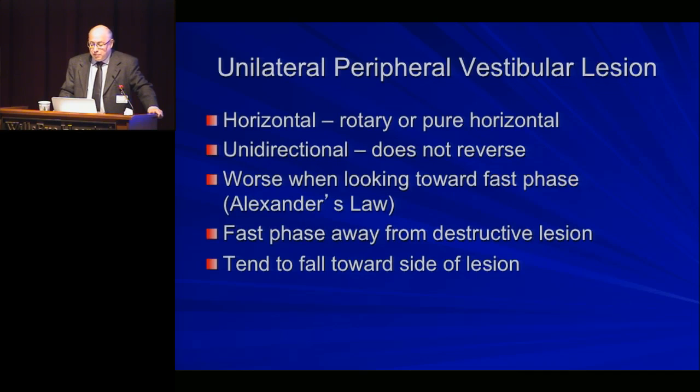Now, with a unilateral peripheral vestibular lesion, you'll get a rotary or pure horizontal nystagmus, which does not reverse direction. It's worse when you look to the fast phase. So if it's left beating, it'll be worse in left gaze, so-called Alexander's law. And the fast phase is away from the destructive lesion. So if you have an acute labyrinthitis on the left, the nystagmus will be to the right. And you tend to fall towards the side of the lesion.